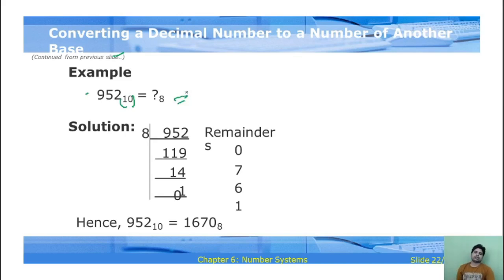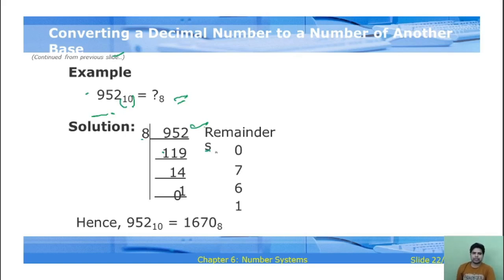Clear? Yes, so here is the decimal number 952. Just divide by 8. If we divide by 8, then we get 119, and the remainder is 0.